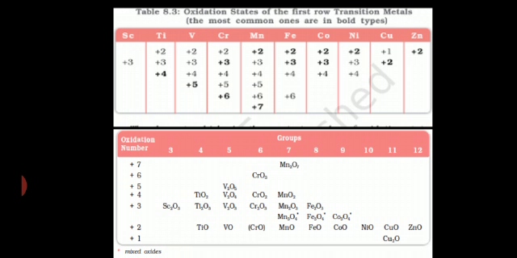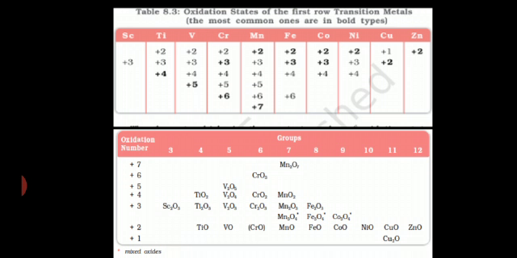Within a group, the maximum oxidation state increases with atomic number. As the atomic number increases, the oxidation state increases. It is maximum in the middle, then after that it again decreases. You can see it on the table. I am saying all these things by looking at the table. So the highest oxidation state shown by any transition element is 8. Sorry, it is 7.